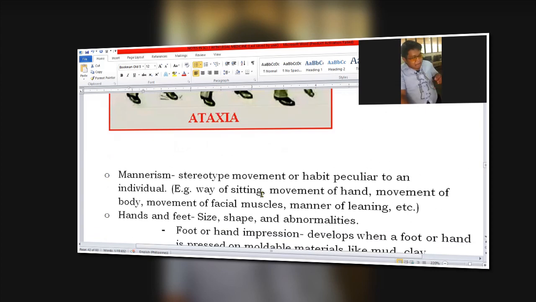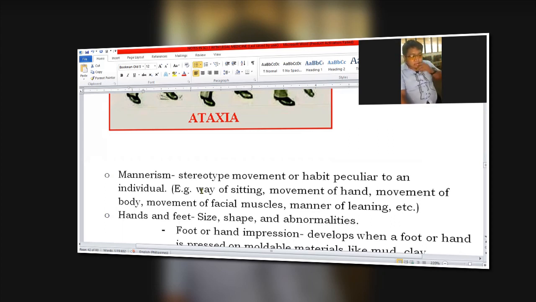mannerism. Yan. We can also identify a person through his mannerism. Yan. Mannerism is a stereotype movement or habit peculiar to an individual. So pag sinabing peculiar, unique yan. Hindi yan common sa ibang tao. So ikaw lang ang pwedeng nakakagawa niyan. So ang mannerism pwedeng sa way of sitting. Yan. Movement of hand, movement of body, movement of facial muscles, manner of leaning, and etc.